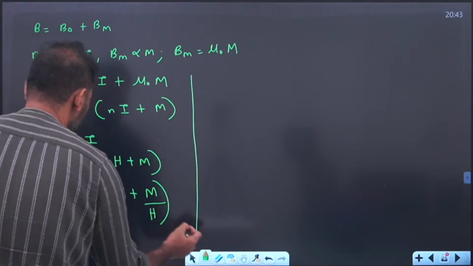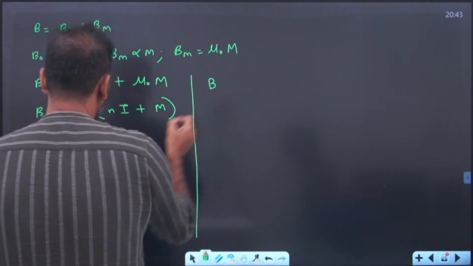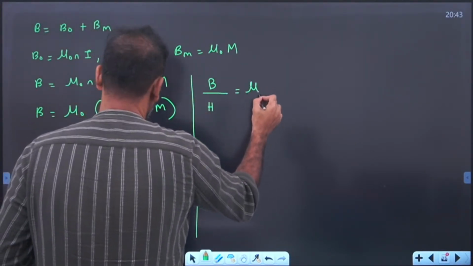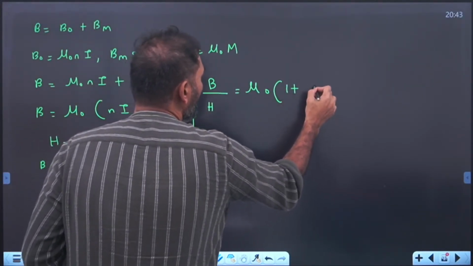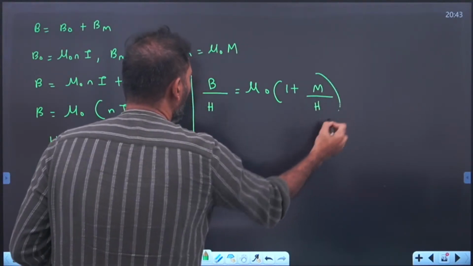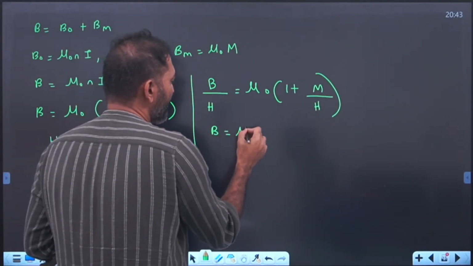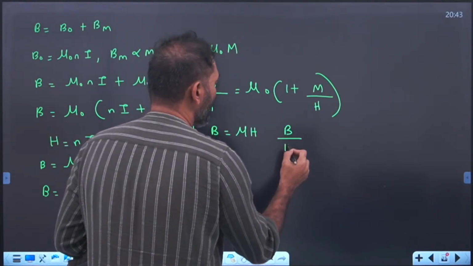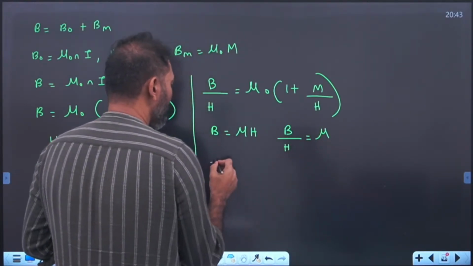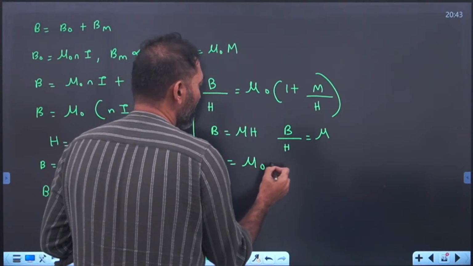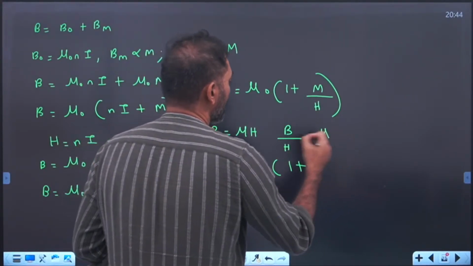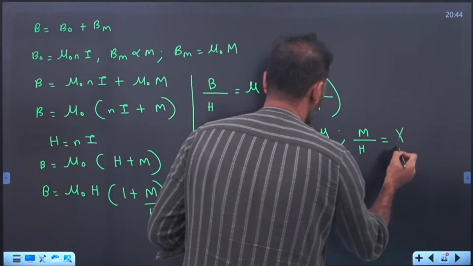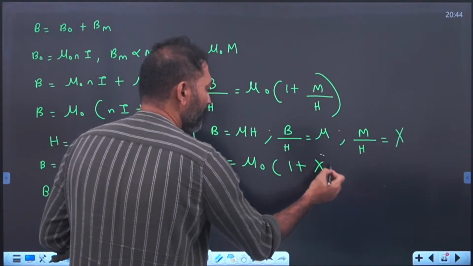So what will I get? Taking H to the other side, B by H is equal to mu 0 into 1 plus M by H. Now I know that B equal to mu H, so B by H is equal to mu. So mu is equal to mu 0 into 1 plus M by H. M by H is chi. So mu equal to mu 0 into 1 plus chi.